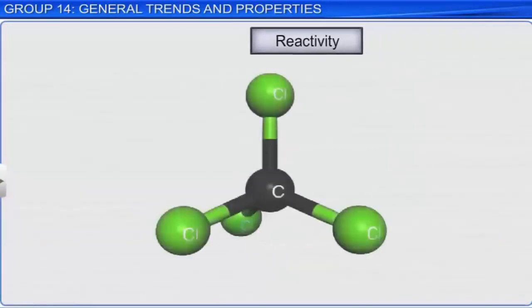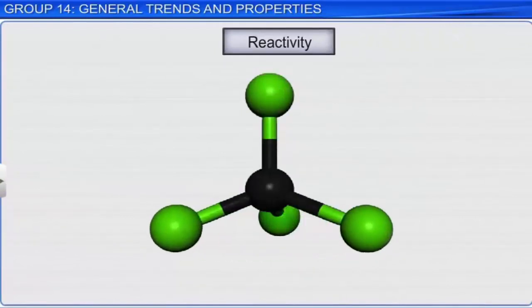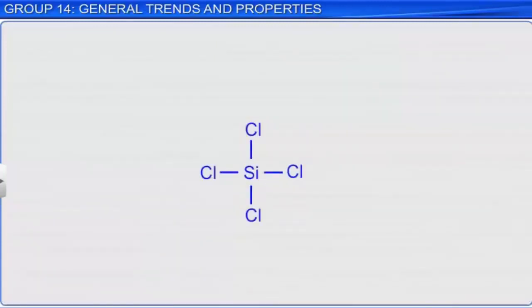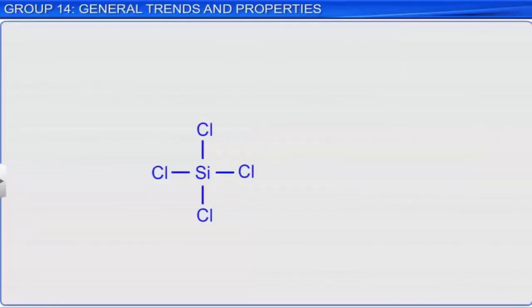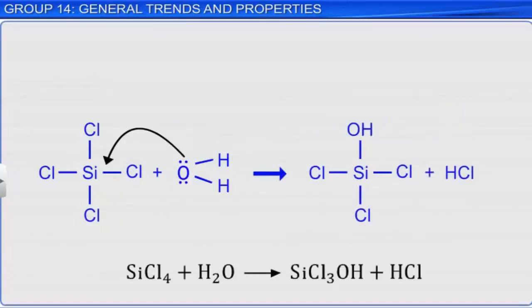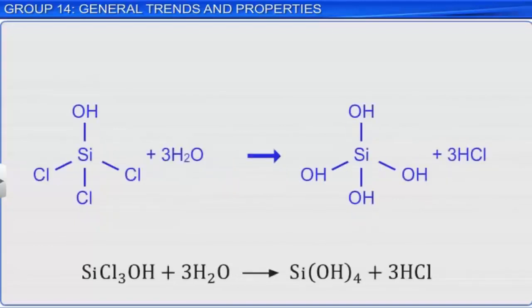The tetrachlorides of the group 14 elements, with the exception of carbon tetrachloride, are easily hydrolyzed by water by involving unoccupied d orbitals. For example, consider the hydrolysis of silicon tetrachloride. The silicon atom in SiCl4 accepts a lone pair of electrons from a water molecule, forming SiCl3OH and HCl. This process then continues 3 more times, eventually forming Si(OH)4.